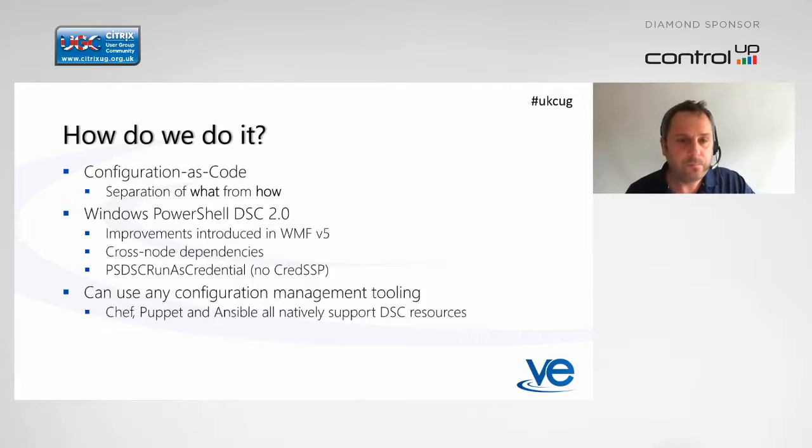so 2016 and onwards. And the fact that we're using PowerShell DSC in this example here, you can actually use any configuration management tool. So Chef, Puppet, Ansible, they all natively support DSC resources. The bit that does the heavy lifting, the bit that does the how, is a DSC resource. It's a PowerShell module, and it makes sure that what we're defining that we want is actually implemented. All of these configuration management tools support DSC, so what you're going to see here is equally applicable to DSC if you're using any of them.